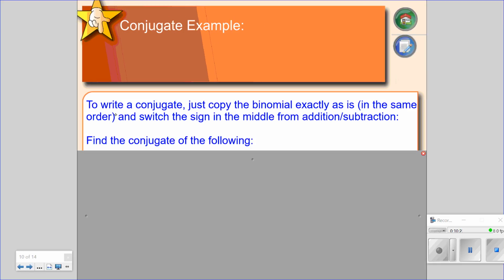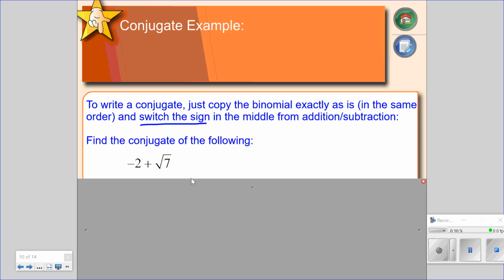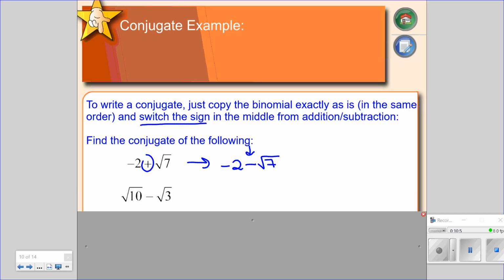So let's practice writing conjugates first, and then we'll use them. So to write a conjugate, just copy the binomial exactly as is, as you see it, in the same order, but just switch the sign in the middle from addition to subtraction or vice versa. So here's our first example. Let's write the conjugate for negative 2 plus root 7. So its conjugate will look exactly the same, but you just change the addition to subtraction. The square root of 10 minus the square root of 3. We'll copy the parts, but change subtraction now to addition.